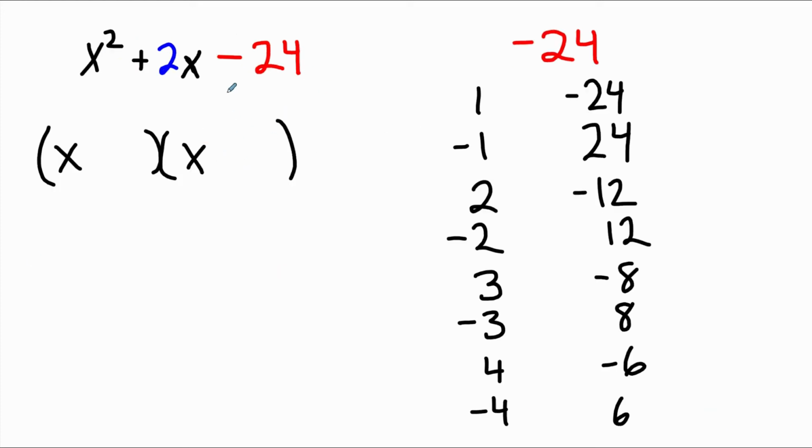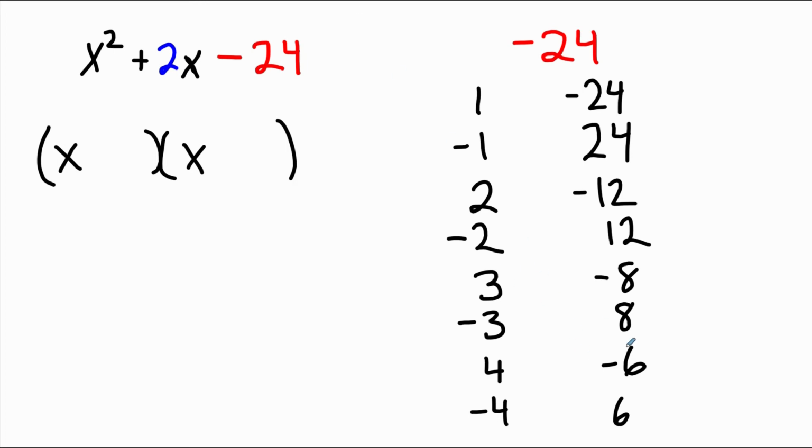Now, what if the last number is negative, but the middle number is positive? All right, so when the last number is negative, you have two separate types of factors because each one could be negative. So 1 times negative 24 is negative 24, but also negative 1 times 24 is negative 24. And this is important because this subtraction here will get us to this 2. So we're looking for two numbers that subtract to the 2.